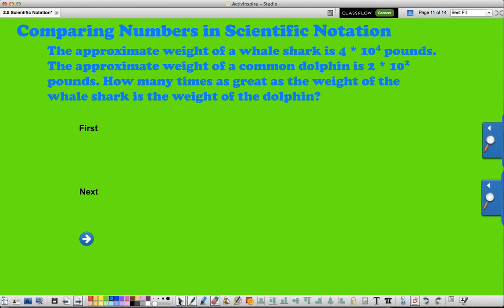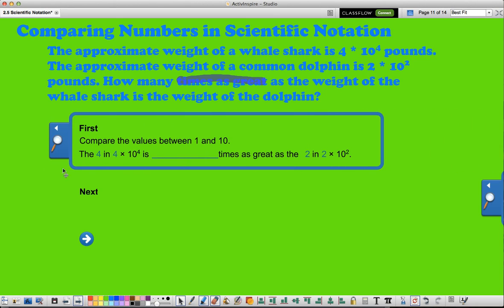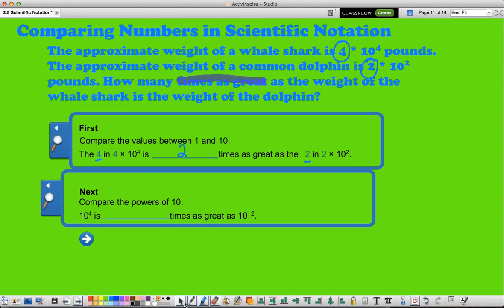When you're comparing numbers in scientific notation, they also might say how many times as great or how many times greater are the weights. It's still the same, we have the dolphin and the whale shark. The first thing you're going to compare is your values between 1 and 10. We know that the 4 is 2 times as great as the 2. Then you compare your powers of 10. Now this is where you have to be careful.